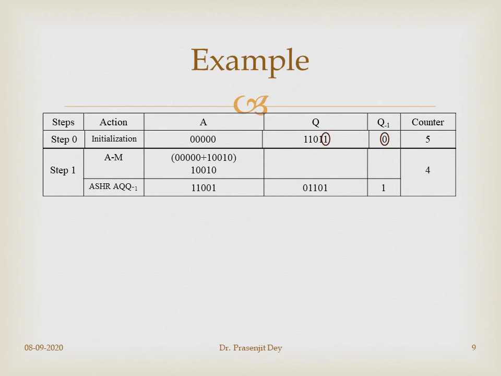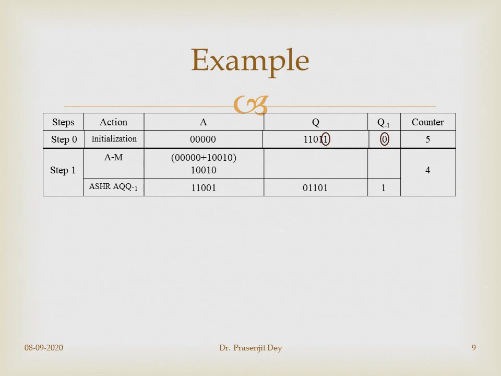After that we do an arithmetic right shift of the A, Q and Q minus 1 registers. Arithmetic right shift means there is no change in the MSB or sign bit, and the rest of the bits are shifted one position to the right. So it will give us the value 110010110111. As the first step is completed, we decrement the counter by 1, so now the counter becomes 4.